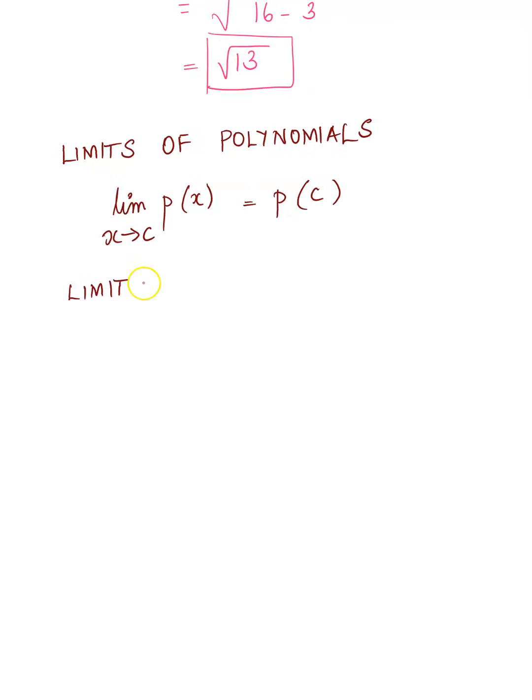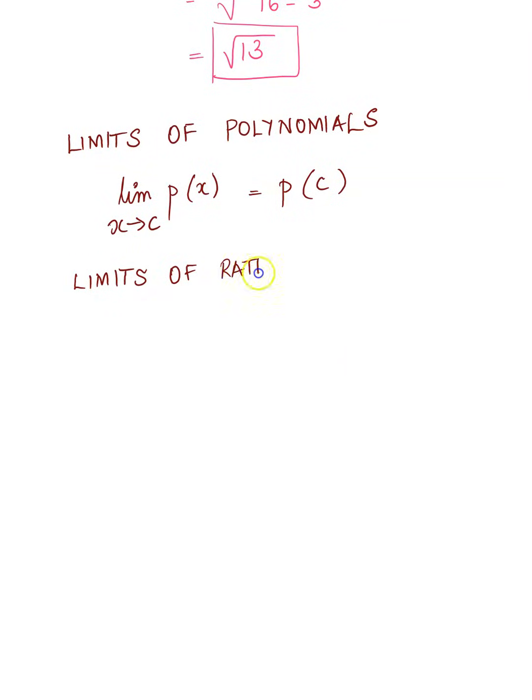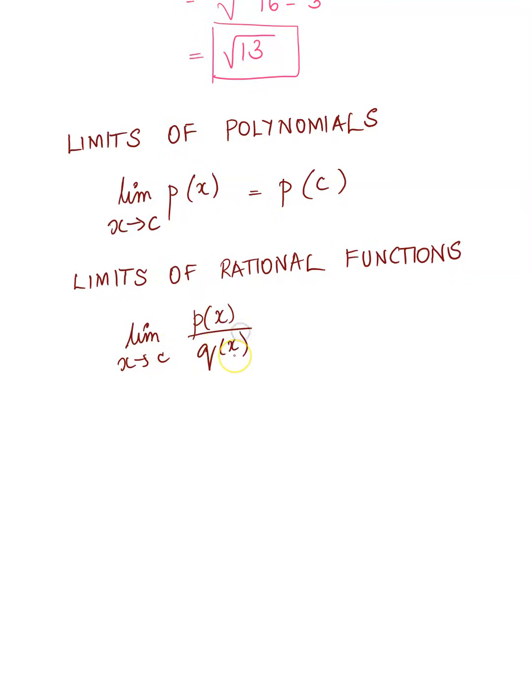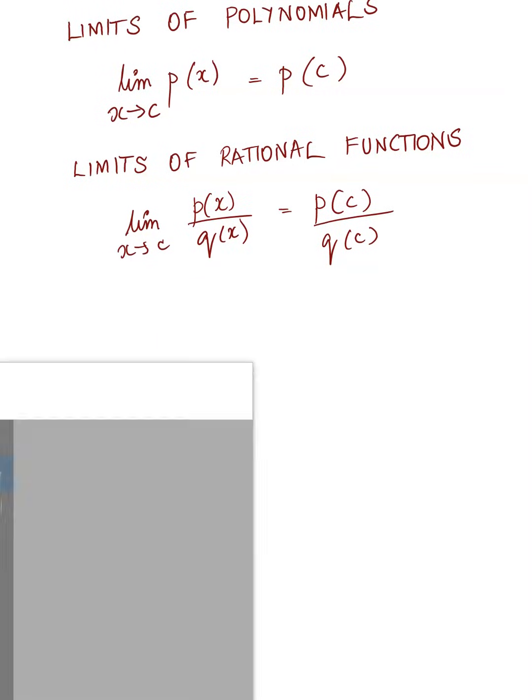And it's also interesting to see the limits of rational functions. A rational is a ratio of a polynomial over a polynomial. So if I had p of x over q of x as your function, then because of the polynomial condition there, it's the same as p of c over q of c. Very, very helpful. So let's take a look at some examples here.